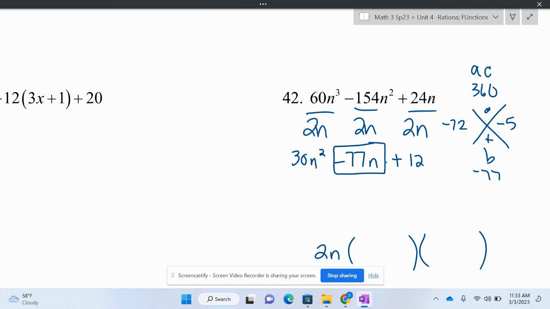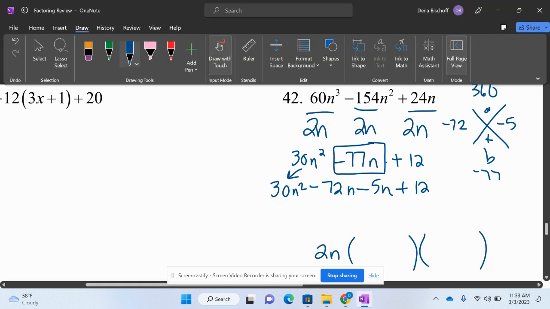This is called factor by grouping. We are replacing the negative 77n with the negative 72n and the negative 5n. I didn't really change the problem. This 30n squared does not change. And the plus 12 doesn't change. And if I were to combine like terms, negative 72n and negative 5n equals negative 77. So what do I gain by doing this? I have 4 terms, and it lets me group them. And that's what I'm going to do. So I'm going to factor by grouping.